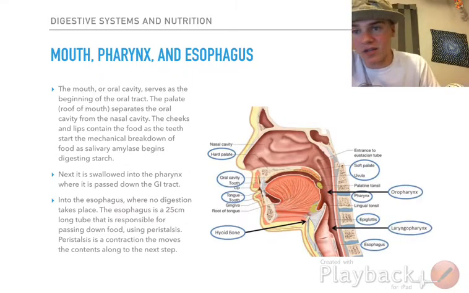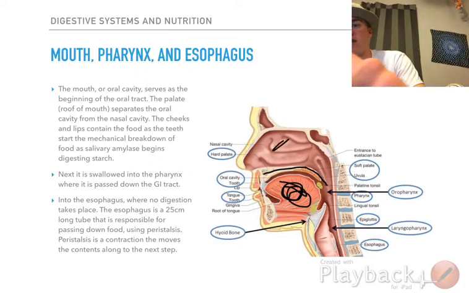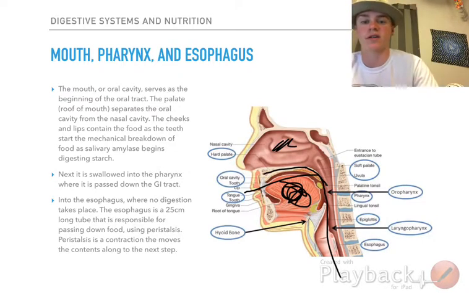And you can kind of see here in this picture, this is your mouth right here. You have your tongue where all your taste buds are, which helps you taste the food. And this is the hard palate, and then the soft palate, which turns into the uvula. This separates the nasal cavity from the oral cavity. So the food comes in here, and it passes down into the pharynx, and then into the esophagus.